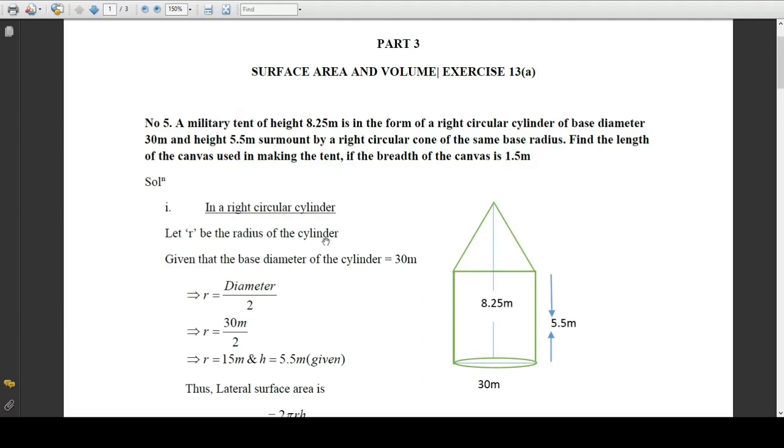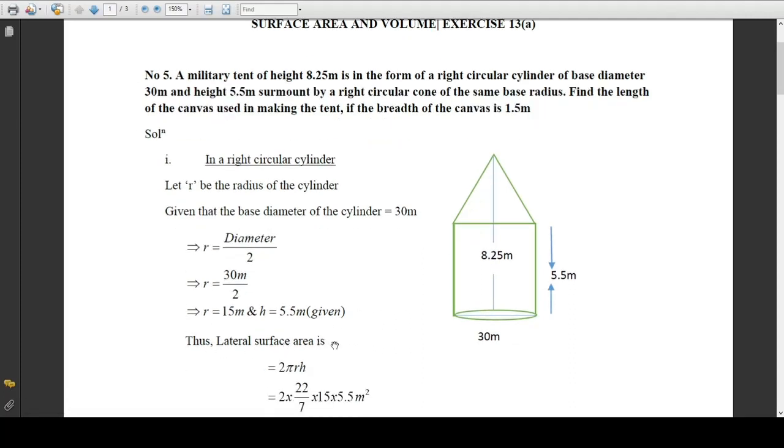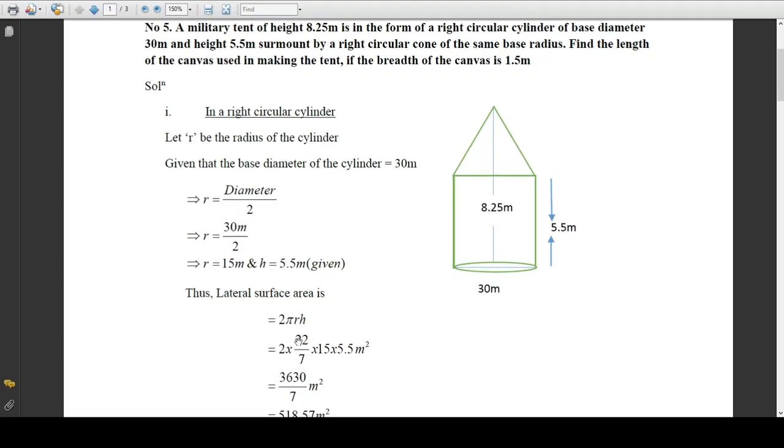Okay, now number one, the right circular cylinder. If r is the radius of the cylinder, then as given, the diameter is 30 meters, so r will be diameter by 2, which is 15 meters, and the height of the cylinder is given to be 5.5, isn't it? Therefore, the lateral surface area or curved surface area of the cylinder will be the circumference multiplied by height: 2 pi r h. Now 2 times 22 by 7, r is 15, and the height is 5.5 meters. The area will be in square units, so the unit is meter square.